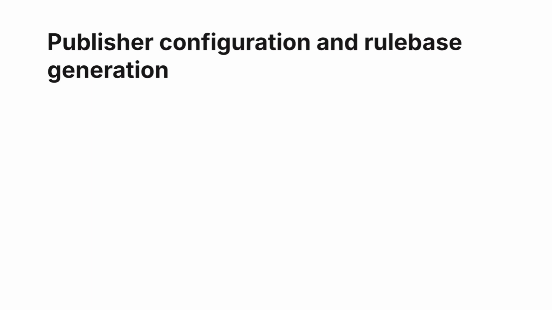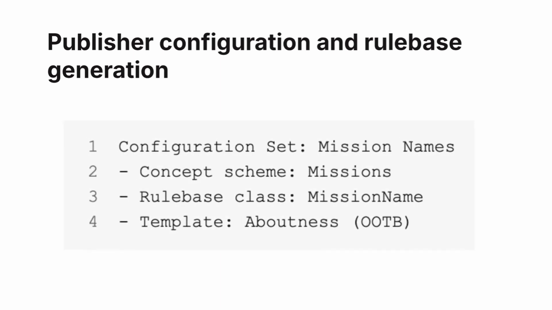Publisher is the component that turns design into executable logic. It reads the model from knowledge model management and applies configuration sets. A configuration set is a collection of concepts, a rule-based class, and a rule template that defines matching behavior. From this configuration, Publisher generates rule bases for every mission concept and deploys them to the classification server.